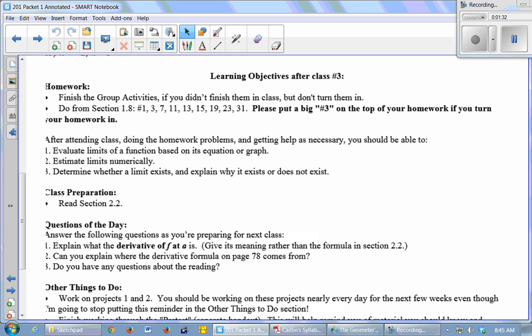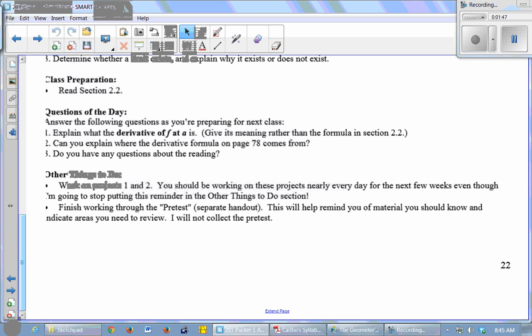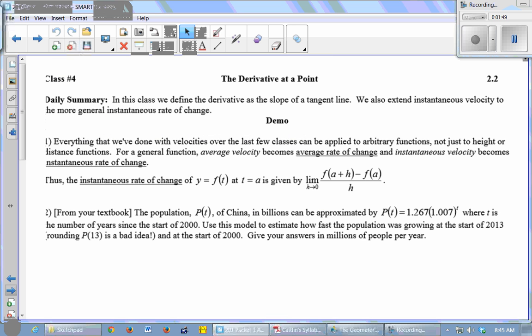I will accept homework up to a week late, so you still can hand in some of the old things. Yes, same thing with questions of the day. I'll take those up to a week late as well. And then after I grade homework, I put it back in your folder with a check mark on it, and you can take it out of the folder and put it back in your notebook at that point.